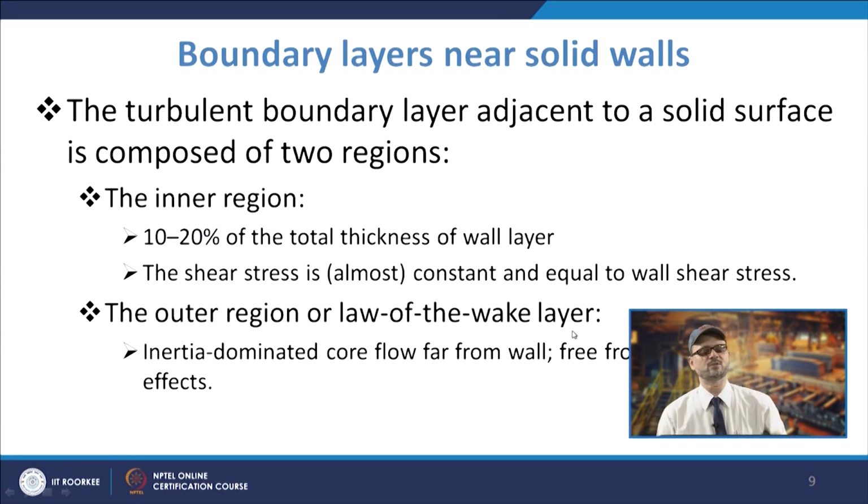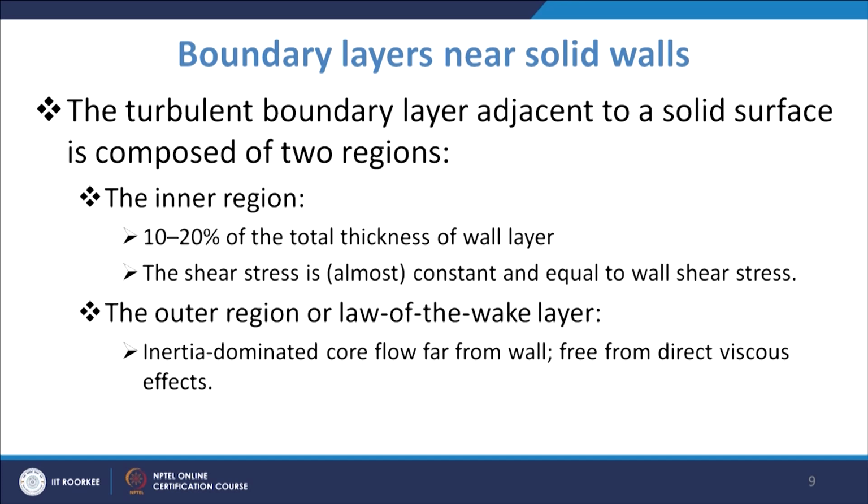What we see is that the turbulent boundary layer adjacent to the solid surface is composed of two regions. You have the inner region, which is 10 to 20% of the total thickness of the wall layer, where the shear stress is almost constant, equal to the wall shear stress. That is what we have seen. The outer region is the law of the wake layer, where you have inertia dominated core flow away from the wall, free from direct viscous effects. When you go from the wall away, inertia effects become more and more dominant.